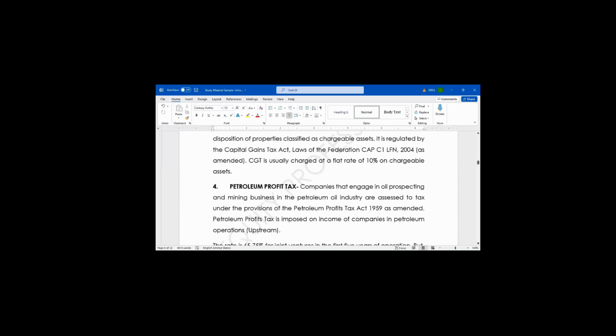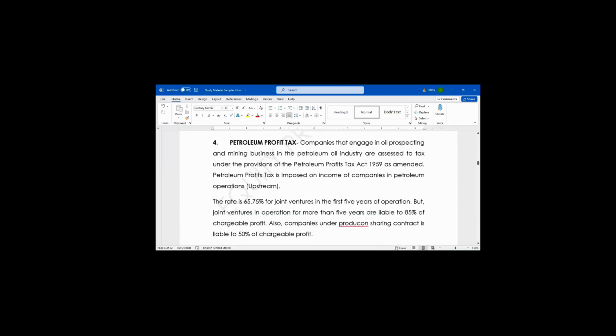But all those companies that deal with filling stations, that have a filling station, are not expected to pay hydrocarbon tax. They are expected to pay company income tax. They are downstream. So that is it on hydrocarbon tax, which is petroleum profit tax.